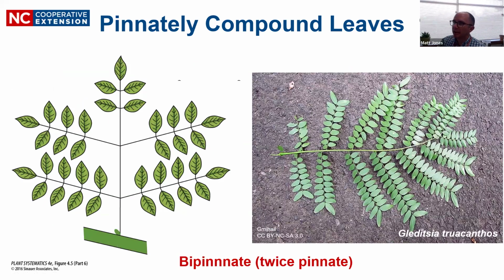But compounding can happen several times over. A bipinnate leaf has leaflets that are subdivided into smaller leaflets. So this entire structure here is a single leaf. It's been subdivided once here and then again into individual leaflets. So, bipinnate.